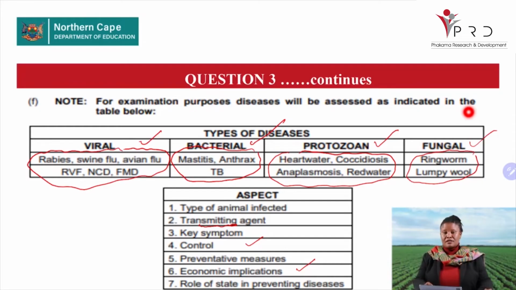And the role of state. What is the role of government? State, we're talking of government, because in your exam they may not talk about the state, they will refer to it as government. What is the role of government in preventing diseases? Even if you are in the Northern Cape, you know that in KZN there is a disease, swine flu. So the farmers in the Northern Cape must be alerted, they must know. That is the role of government, the awareness.